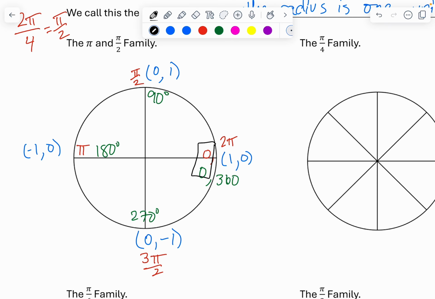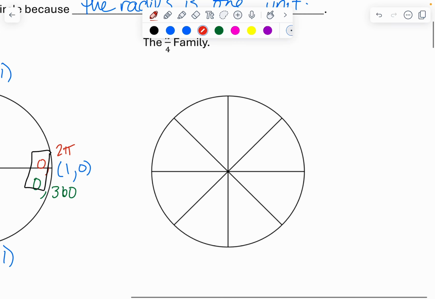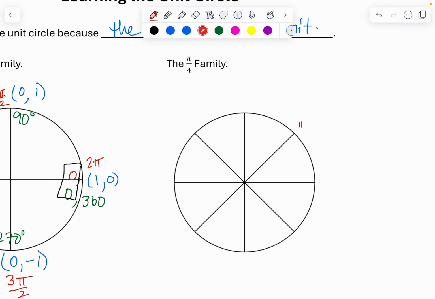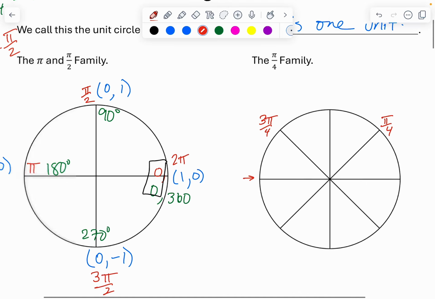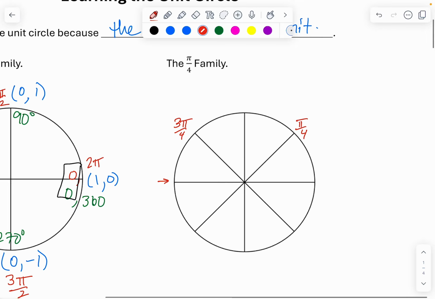Okay, so let's look at this next one. In the next one here, we're at the pi over 4 family. So this is 1 pi over 4. Then 2 pi over 4 would be here, but I'm not labeling it on purpose because it's in the pi over 2 family. So then here comes 3 pi over 4. 4 pi over 4 would be here, but we've already got it. It's in the pi family.